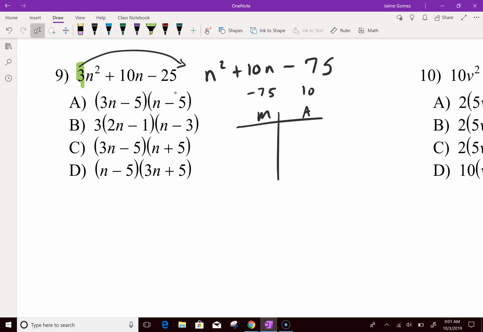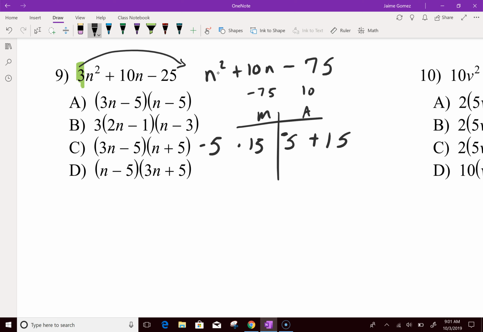1 and 75, no. 2 and 75, no. 3 and 75, no. 4 doesn't go into 75. How about 5? 75 divided by 5 is 15. That works. 5 and 15. Something with 5 and 15. I need to get a positive 10. So this is a negative 5. Negative 5 plus 15, that's 10. And negative 5 times 15 gives me negative 75.